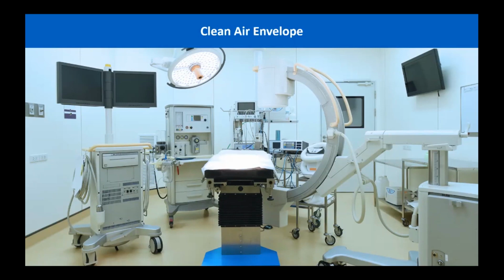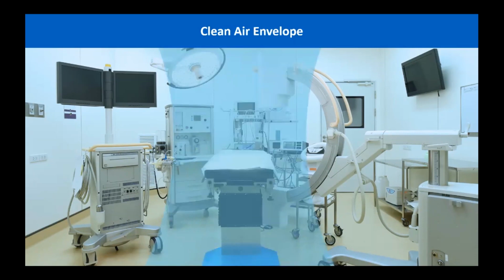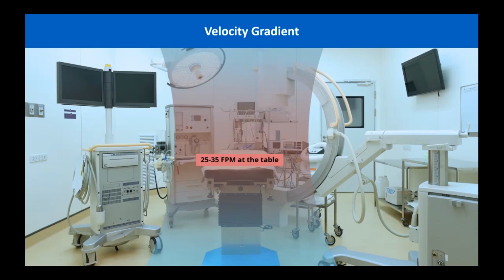So the goal of the laminar diffuser is to create a clean air envelope. So this envelope is designated as this light blue shading covering the OR table in the image above. The OR table is designated with the dashed lines, and then we take this dashed line, extend outwards by 12 inches on all 4 sides, and that will provide the area that we need to provide laminar coverage. The goal of the laminar diffuser is to provide a discharge supply with a velocity ranging from 25 to 35 feet per minute at the table.